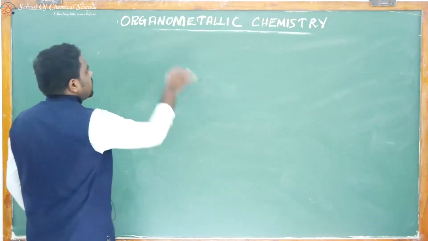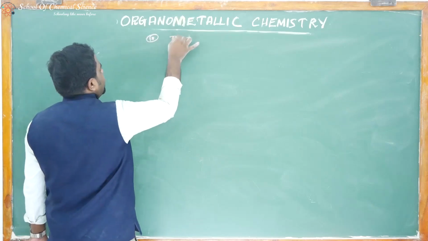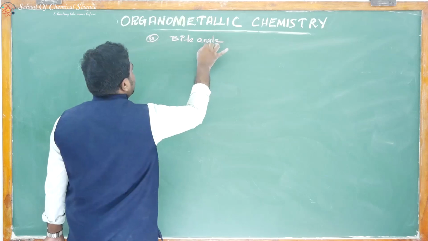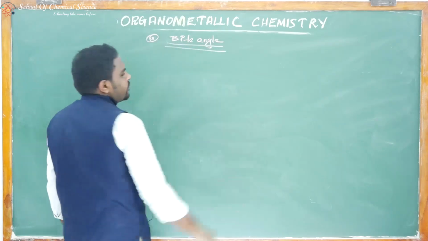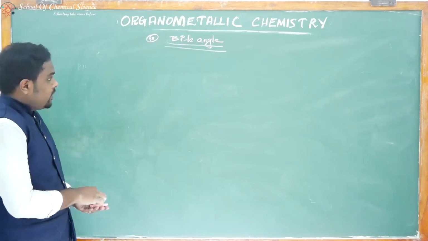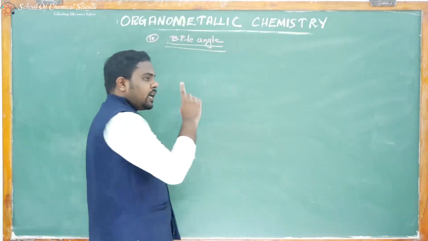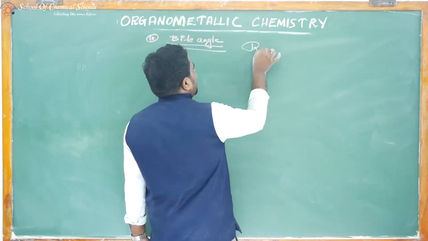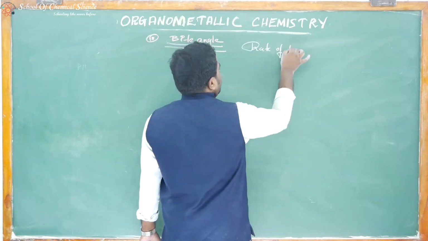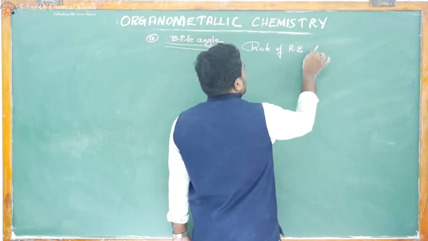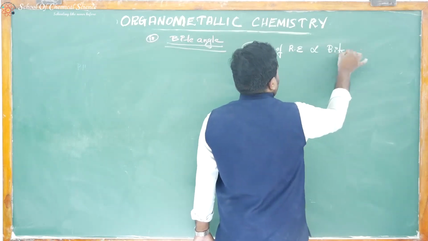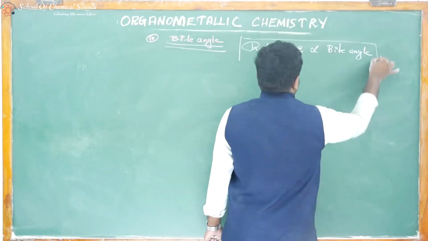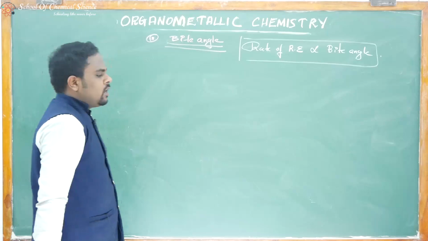Fourth one, bite angle. Not cone angle, this is bite angle. Cone angle and bite angle are different concepts. The rate of reductive elimination is proportional to bite angle. Rate of reductive elimination proportional to bite angle.